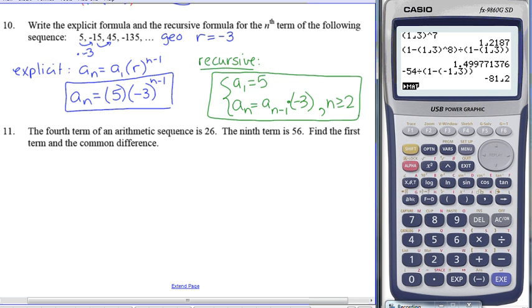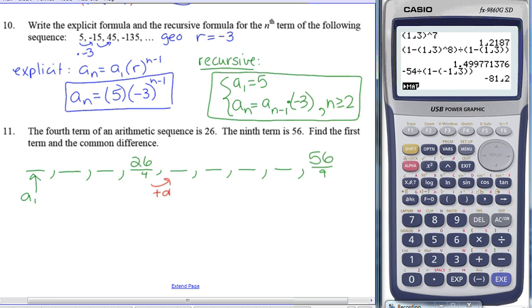All right, number 11, the fourth term of an arithmetic sequence is 26. So on this one, I've got the fourth term. It helps me to lay them out. Here's my fourth term is 26. Okay, then I have the ninth term is 56. So that's 5, 6, 7, 8. Here's my ninth term is 56. I'm supposed to find the first term, so that's this one, a sub 1, and I'm supposed to find the common difference. So I'm trying to figure out what do I add each time.